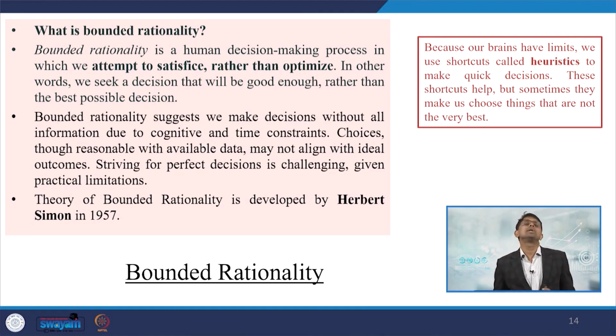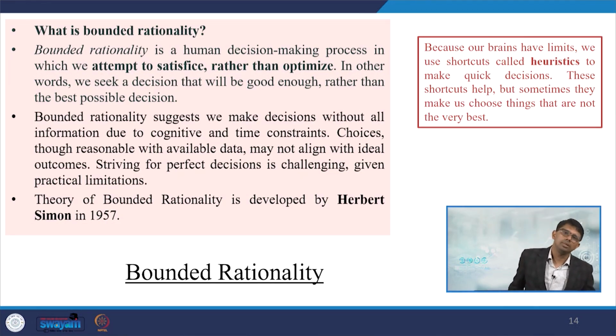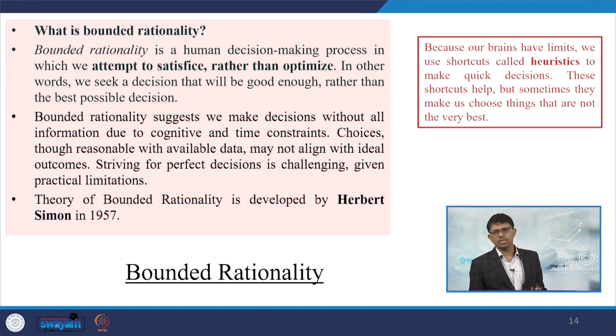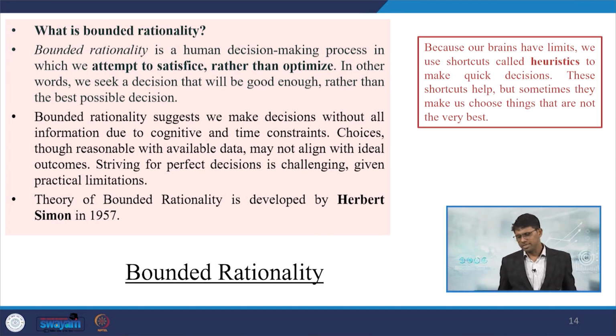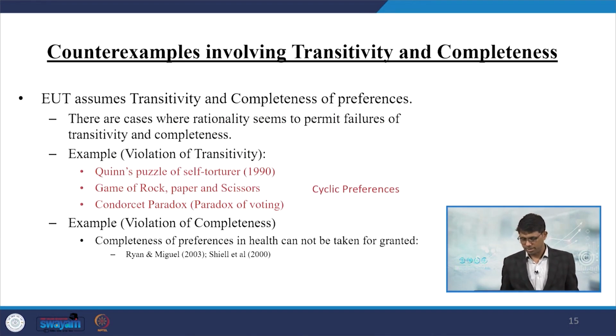Under bounded rationality, we choose just to be satisfied, not to reach the optimum level, and still we feel better. This is because we do not wait a long time to reach the best possible solution; we might be satisfied at the non-optimum level. Because our brains have limits, we use shortcuts. Those shortcuts are called heuristics, and they help us make quick decisions. These shortcuts help, but sometimes they make us choose things that are not the very best.